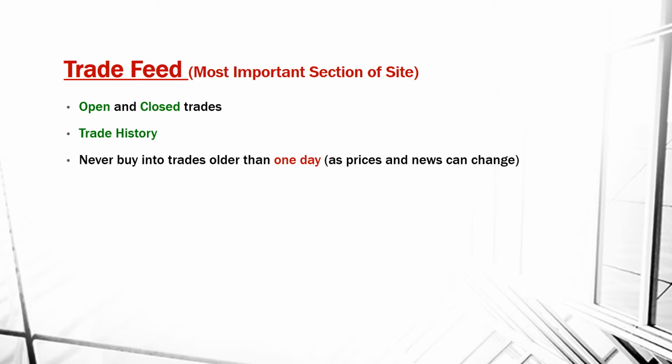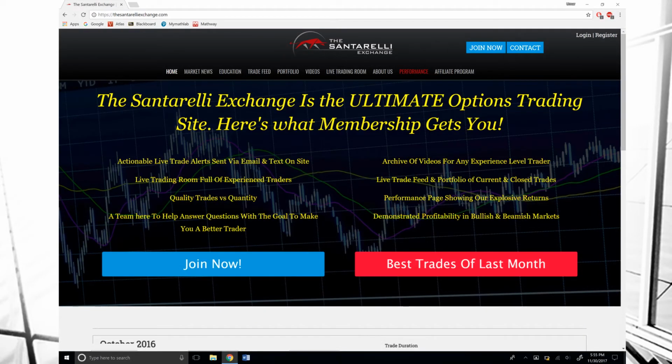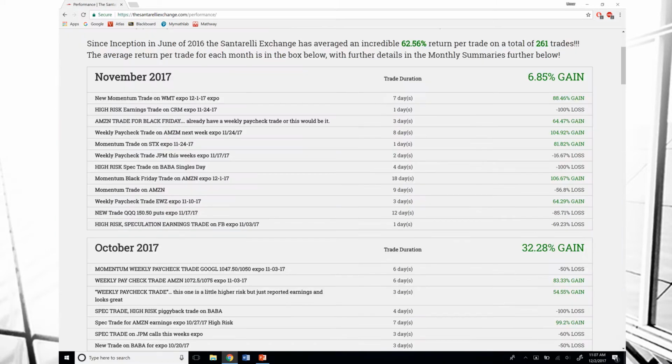How to access the performance page. You click on performance in red, and this will take you to the performance page. As you see here, this is going to be on the next slide, but I'll go over it here once again. You see for the month of November, we have a 6.85% gain. How that is calculated is by adding or subtracting the winners and losers and dividing by the number of trades per month.